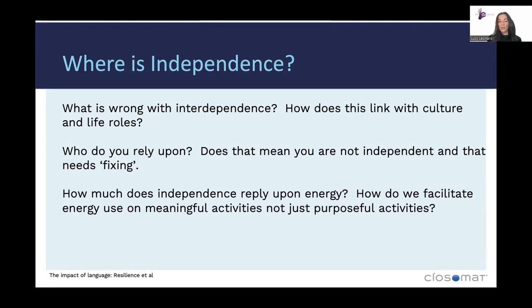Or actually, would we want to expend that energy on more meaningful activities such as leisure and sitting around and chatting with friends, or going out for a walk with the dog? So it's important to get that balance between energy use on meaningful activities and not just purposeful activities where we might be able to be independent.